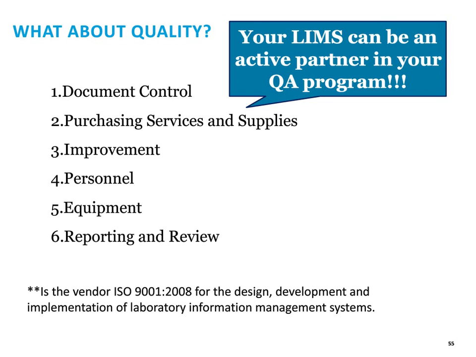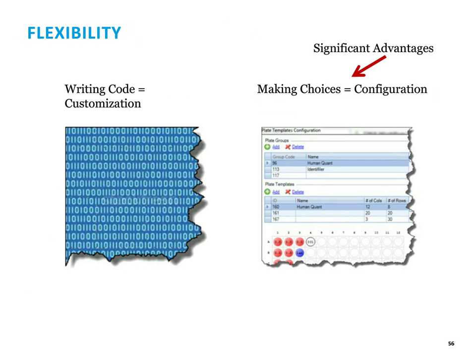Very important that you check that your vendor is ISO 9001:2008 certified for the design, development, and implementation of laboratory information management systems. Laboratories, crime laboratories, are held to very high standards with ISO 17025. Make sure your vendor is also holding themselves to a very high standard. Another thing you'll want to look for is a vendor that can provide you flexibility without the need to write custom code for everything that you want to do.